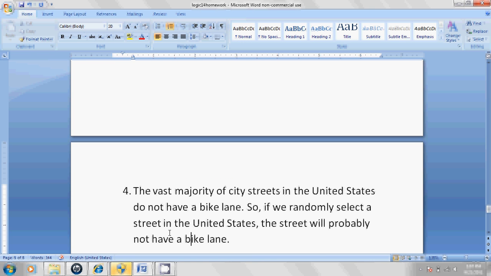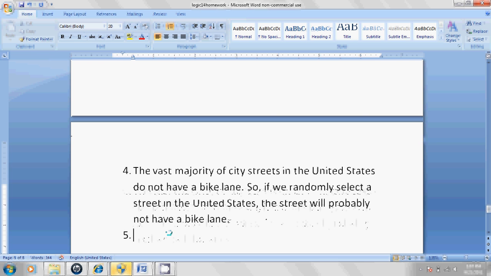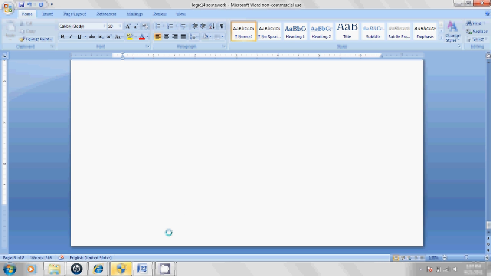Finally, number 4: the vast majority of city streets in the United States do not have a bike lane. So if we randomly select a street in the United States, the street will probably not have a bike lane. Okay? Well, if most streets don't have something, it's likely that if we were to pick a street, it would not have that thing as well. So that's strong. And the question is, is this cogent or uncogent? Well, the vast majority of streets in the United States don't have bike lanes. I would say that's true. About 80-90% of the streets I drive down do not have bike lanes. So if we randomly picked a street, it would likely not have a bike lane, and it would be labeled cogent. And that ends the homework.